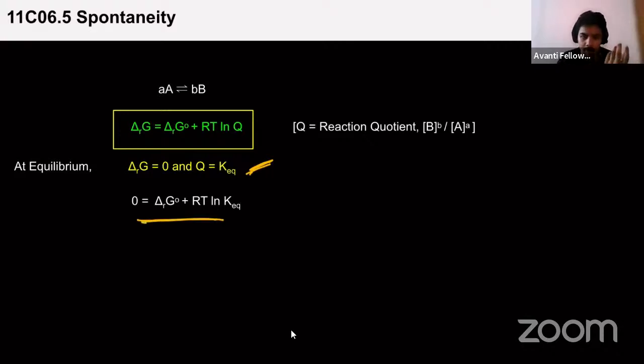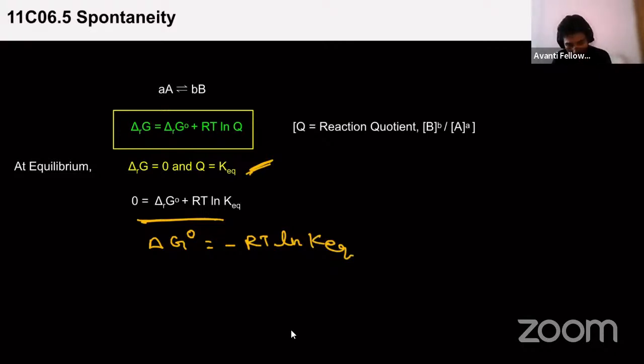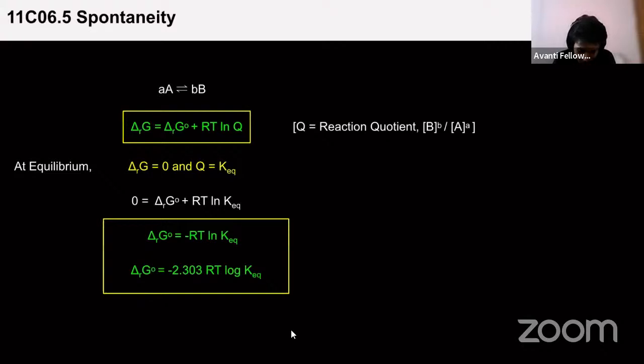Just rearrange this formula where delta G is equal to minus RT ln Q, right? Just rearranging directly, delta G naught is equal to minus RT ln K equilibrium or Q. If it is not at equilibrium conditions, then delta G will also be there. If I elaborate the natural logarithm, that will give us delta G naught is equal to minus 2.303 RT log K equilibrium. Okay, this is the main equation.